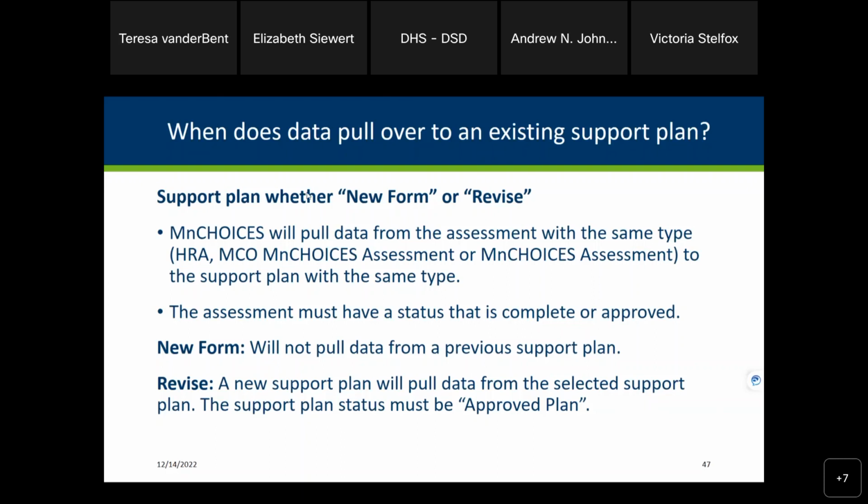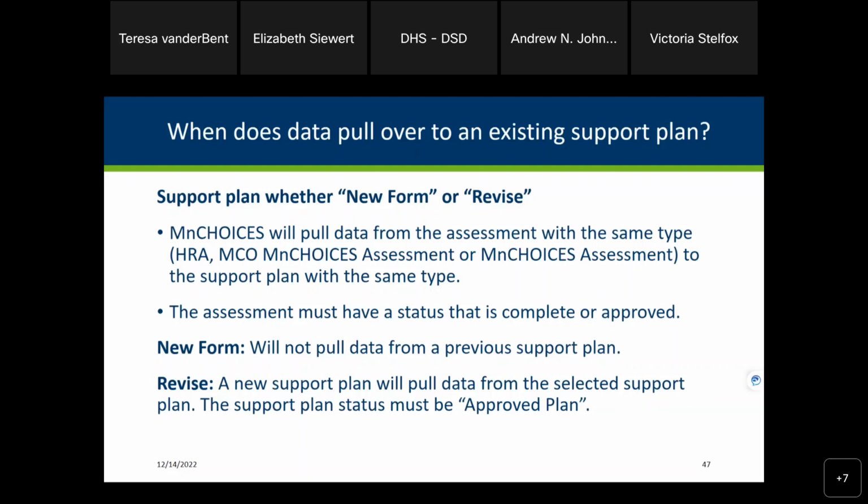So what data pulls over to an existing support plan? For people who have been working in the MnCHOICES support plan application, you're used to creating a CSP and then creating a new CSSP and having the data pull over. In this instance, we're going to talk a little bit about a new form, using the create new form or using the revise function, to teach you how to pull data from one support plan to another, okay? So the first thing you need to know is MnCHOICES will pull data from the assessment with the same type.